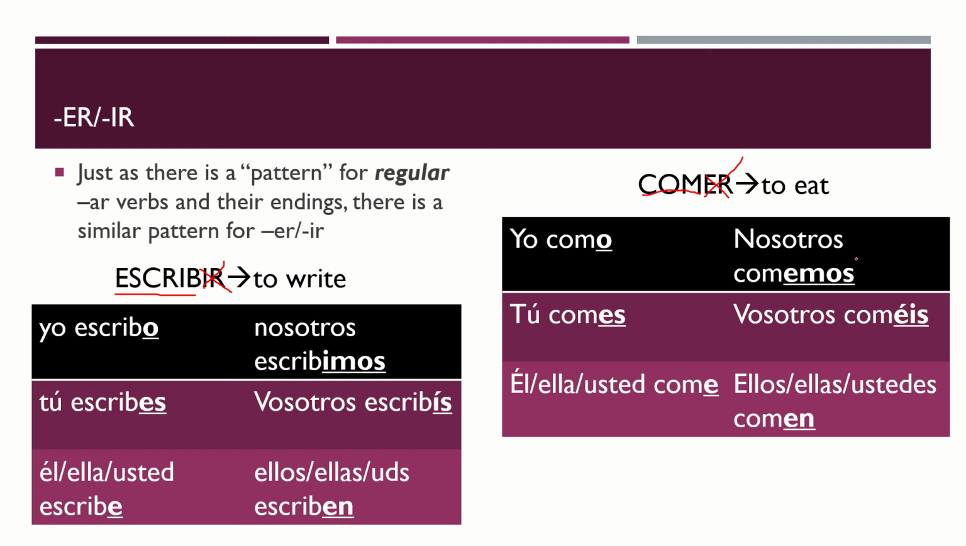O, es, e, emos, éis, en, which would give me yo como, tú comes, él, ella, usted come, nosotros comemos, vosotros coméis, ellos, ellas, ustedes comen. So once again, you'll notice that I plugged in only ER endings because this was an ER verb. I cannot plug in IR endings or AR endings because this is an ER verb. So I must use ER endings. The pattern is the same, okay? The steps that I take are going to be the same, but I have to use the appropriate endings.